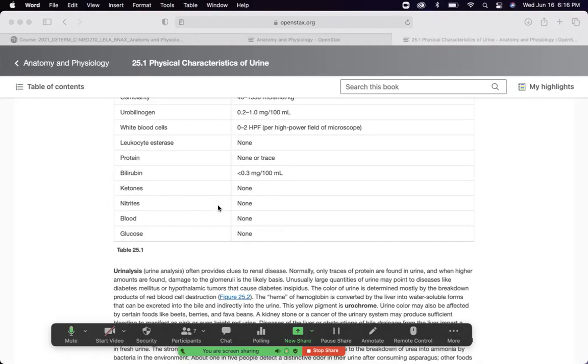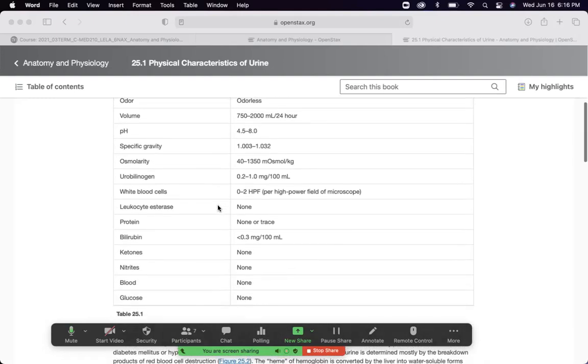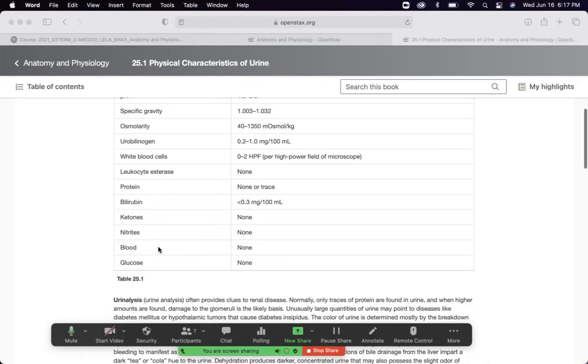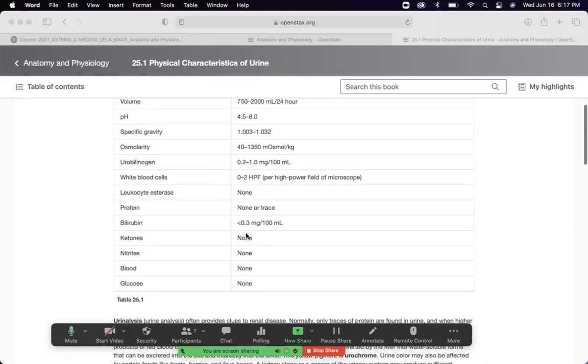Nitrites are nitrogens. Now, another thing you're going to hear about the urine is that it throws out nitrogenous waste in the form of ammonia. But you shouldn't see nitrites. And again, too many proteins, too many nitrogens, too many nitrites, that's not a good thing. Blood, it should be filtering the blood, but it shouldn't be leaking blood. And glucose is something really important. Unless you're diabetic, you shouldn't see any glucose in your urine.